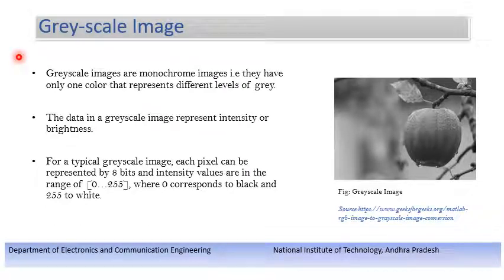The next type is a grayscale image. These images are monochrome images and they have only one color that represent different levels of gray. The data in a grayscale image represent intensity or brightness at that particular point. Also, each pixel can be represented by 8 bits and the intensity values are in the range of 0 to 255, where 0 corresponds to black and 255 corresponds to white.